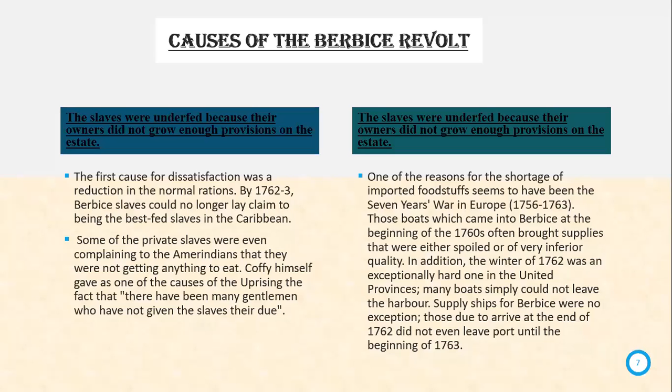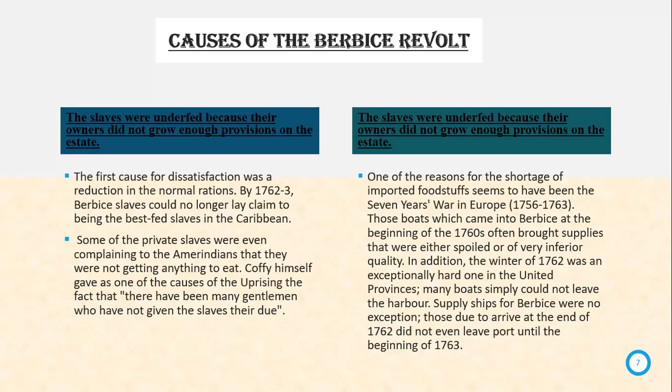The second cause of the revolt was that slaves were underfed because their owners did not grow enough provisions on the estate. The first cause for dissatisfaction was a reduction in the normal rations, and by 1762 to 1763, Berbice slaves could no longer claim to be the best fed slaves in the Caribbean. One of the reasons for the shortage of imported foodstuff was the Seven Years' War in Europe that occurred between 1756 and 1763. Those boats which came into Berbice at the beginning often brought supplies that were either spoiled or of very inferior quality.